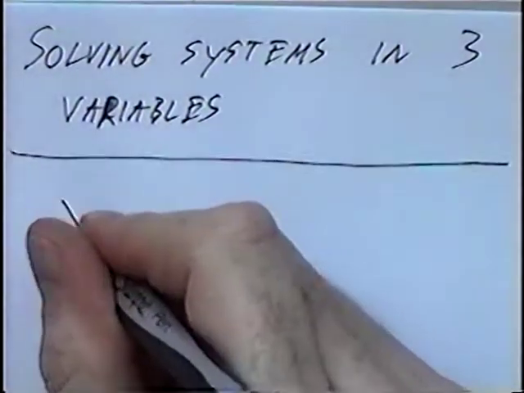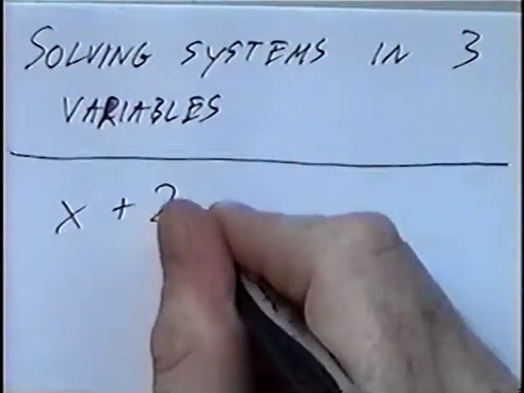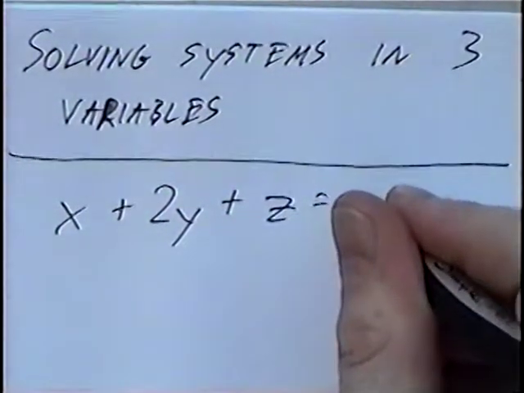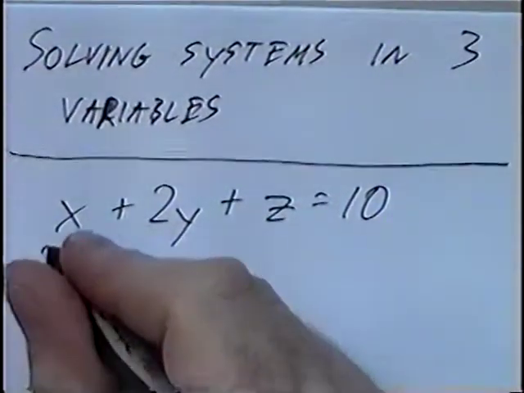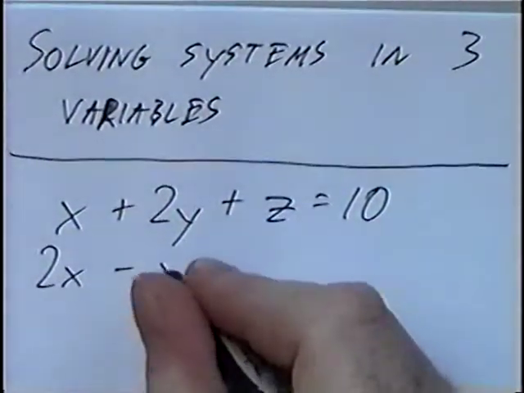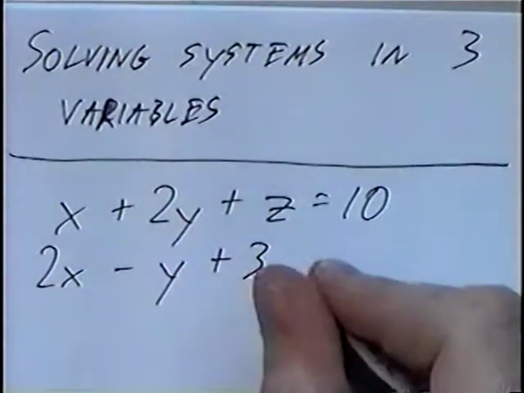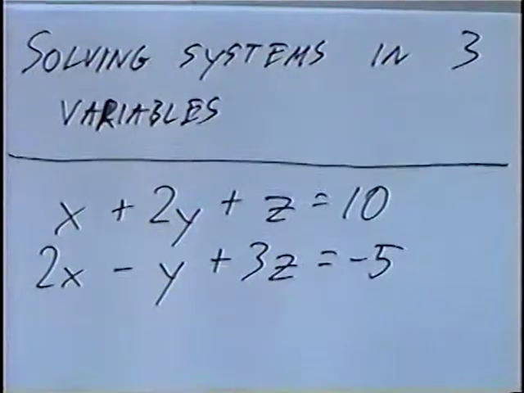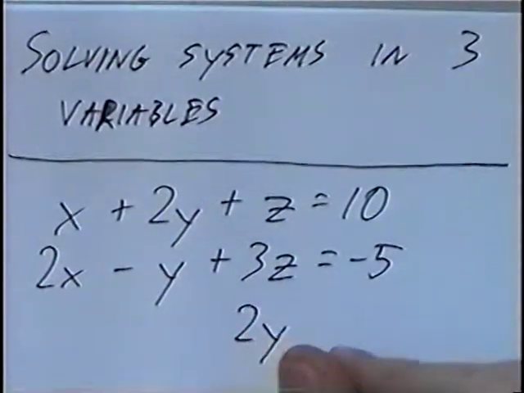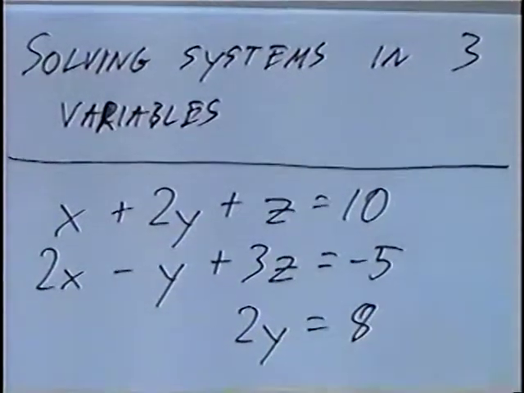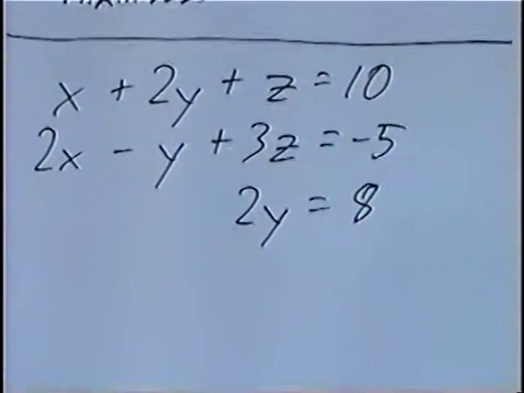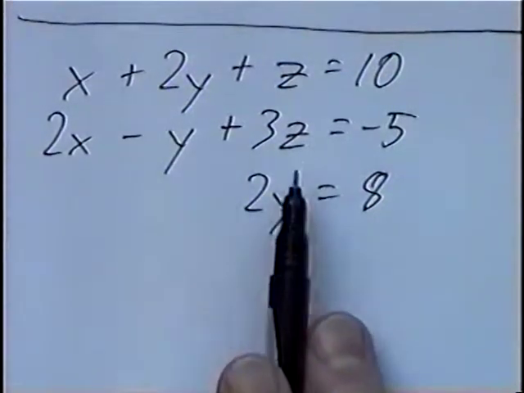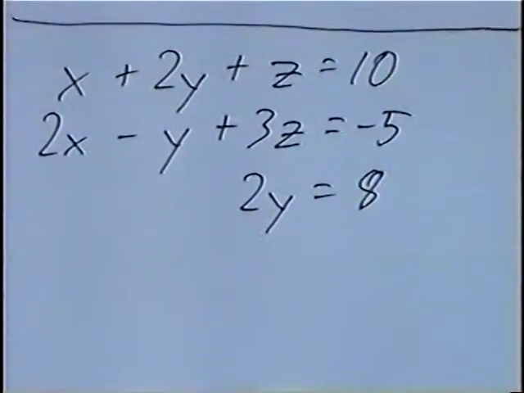First equation is x plus 2y plus z equals 10. And second equation, 2x minus y plus 3z equals -5. And last equation, 2y equals 8. So 3 equations, 3 variables. We'll figure out what x is, what y is, and what z is.